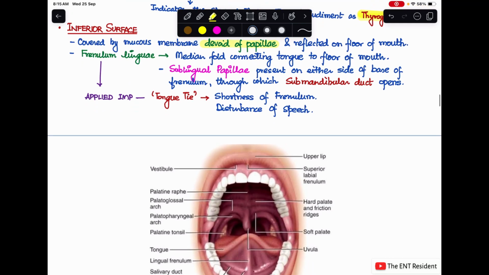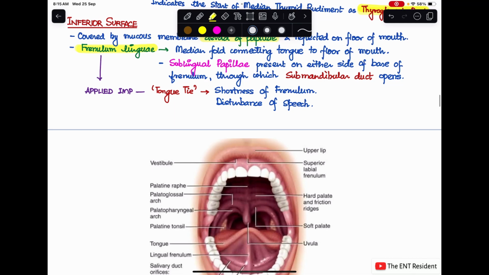And there are two features that you need to know about the inferior surface. The first one is called the frenulum linguae. This is a median fold which is connecting the tongue to the floor of the mouth. You can see in the image over here, this fold is the frenulum linguae. So you can see that this is the tongue and this is the floor of the mouth. It is a median fold connecting both structures.